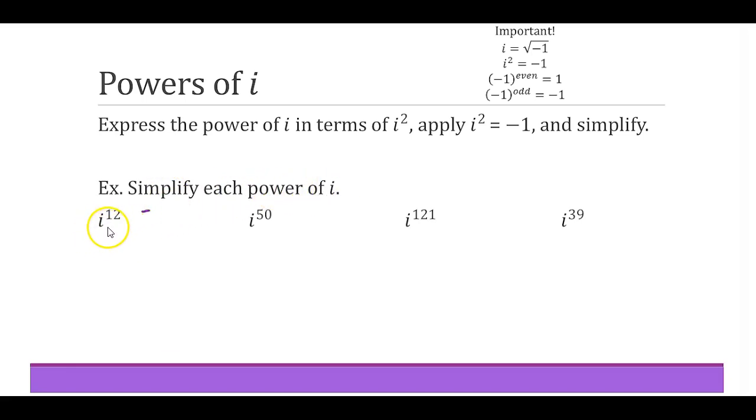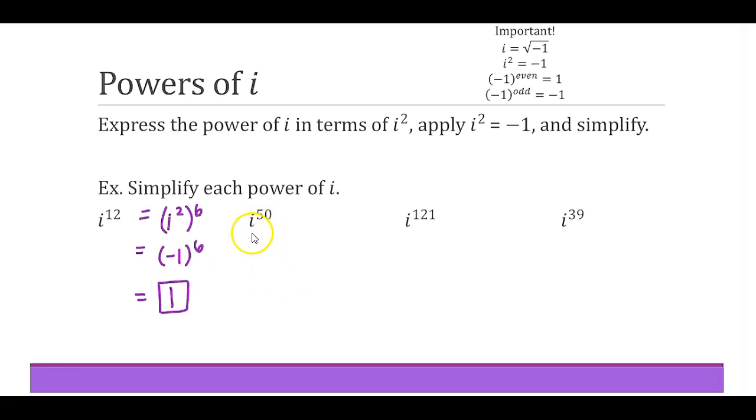So we're going to start by saying i to the 12th power is equal to i squared to the 6th power. So we're expressing the power in terms of i squared, and then we're going to apply the fact that i squared is equivalent to negative 1. So I have negative 1 to the 6th power. Well, a negative to an even power gives me a positive. So this is just positive 1.